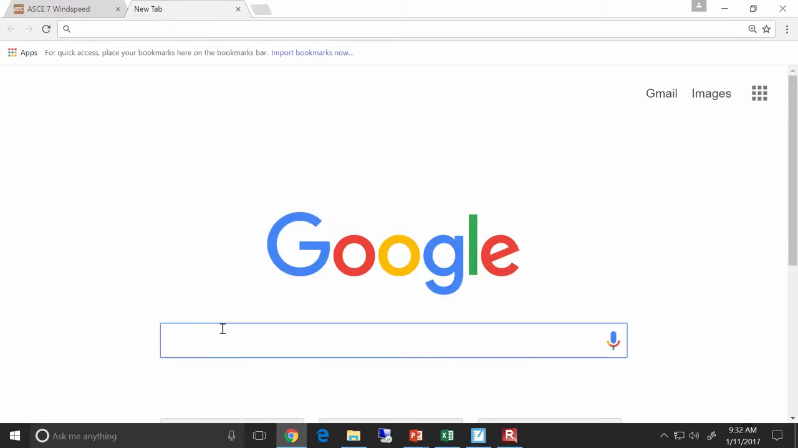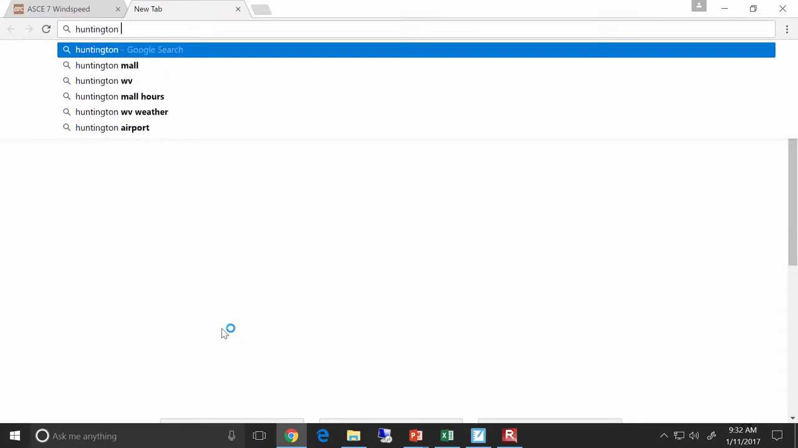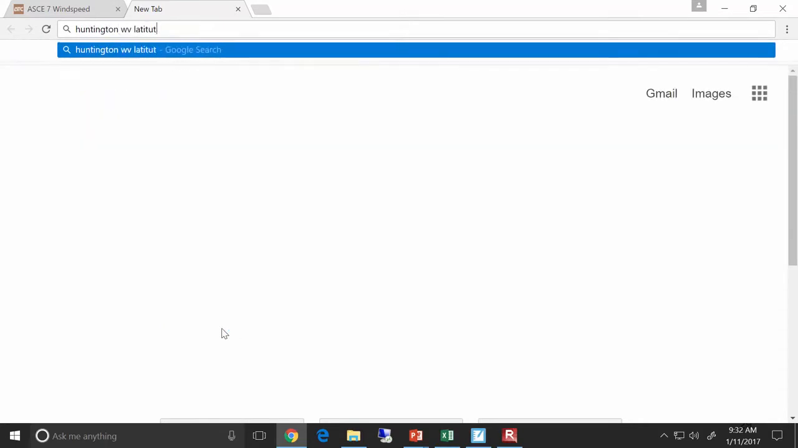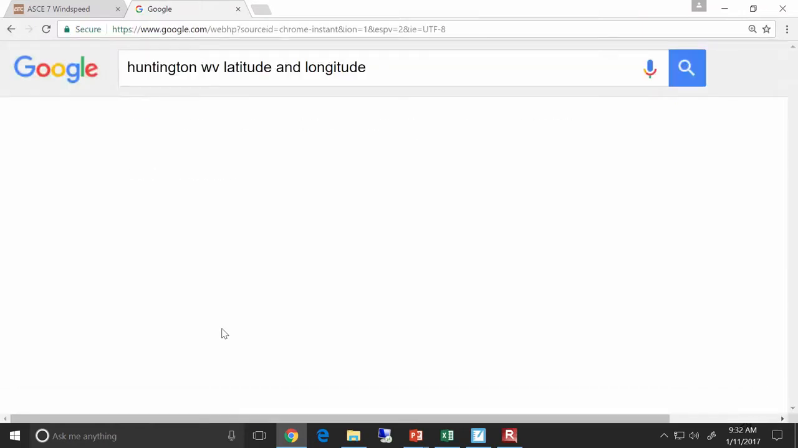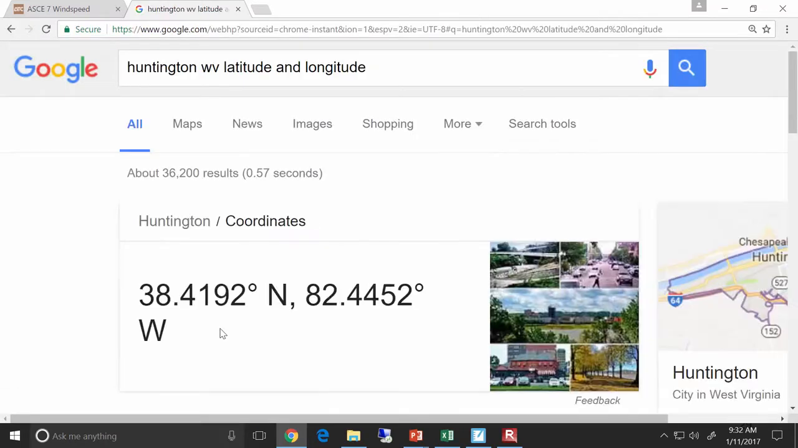So what I'm going to do is go to Huntington, West Virginia, latitude and longitude, and then there we go. All right. So this is the latitude and longitude generally of Huntington. You could get a little more accurate if you want. You could find the latitude and longitude of Marshall or of this particular building. I don't think for wind speeds you really need to get more accurate than that. I doubt even in some of these higher wind regions that the wind speed appreciably changes from one side of the street to the other.